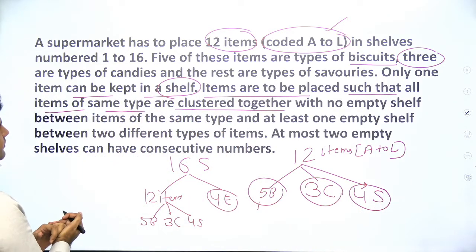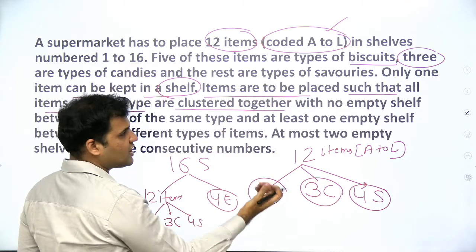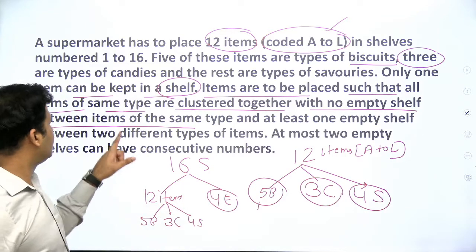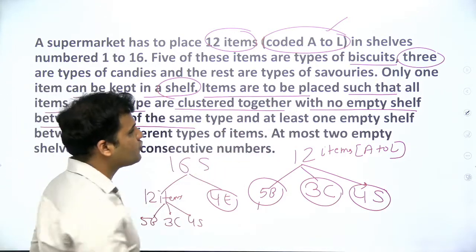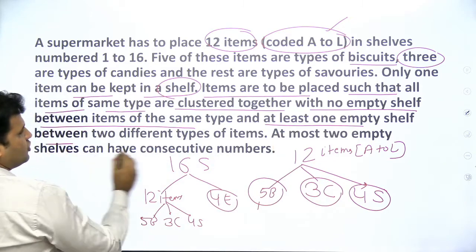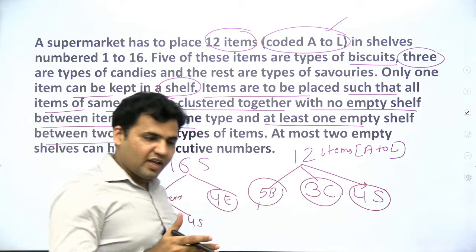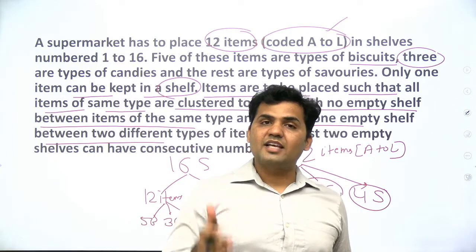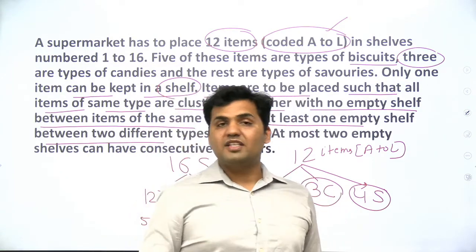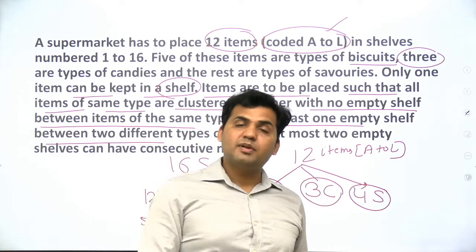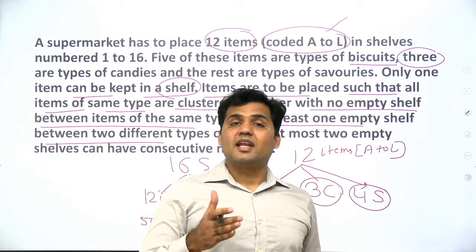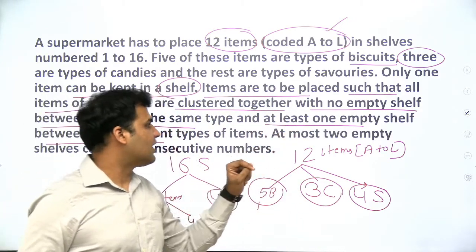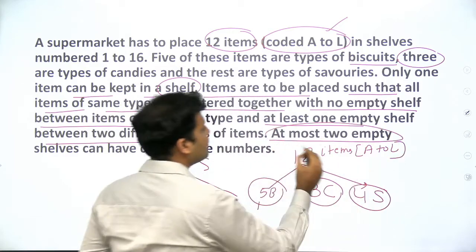Next, what do we have? The items which are clustered together do not have any empty shelf between the same type, and there is at least one empty shelf between 2 different types of items. That means when I start placing candies after biscuits, there has to be one empty shelf. Or if I start placing biscuits after placing candies on the shelf, there has to be one empty shelf minimum, at least. So at least one empty shelf, and at most it can have 2 empty shelves.